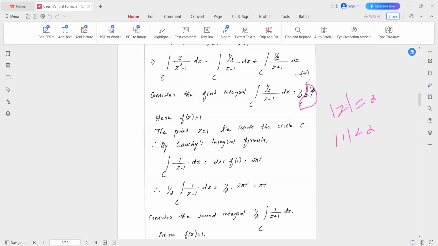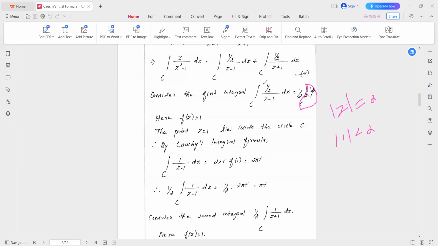So by Cauchy's integral formula, what could be the value of this one? Integral over c 1 by z minus 1 dz is equal to 2 pi I into f of that point, f of 1. Here, what is the value of f of z? 1. It's a constant mapping. So, for every point, it maps to 1 only. So, therefore, f of 1 will become 1, and the integral is equal to 2 pi I.